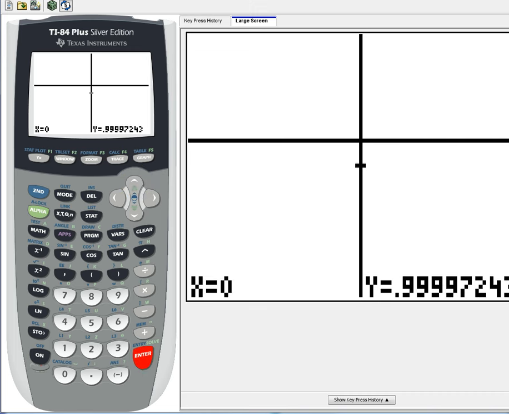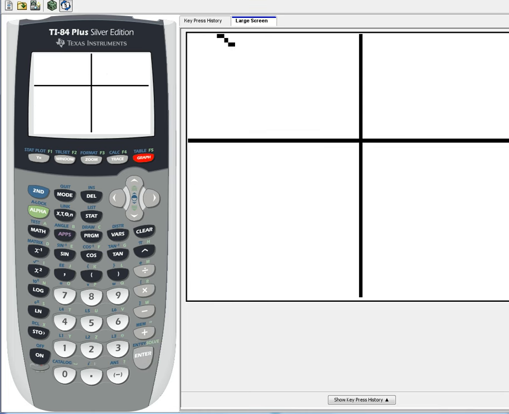So then the question becomes, what about the absolute value graph? I zoomed in a little bit further on this one. What is it going to look like? So I go back to y equals, put that one back on, and hit graph.